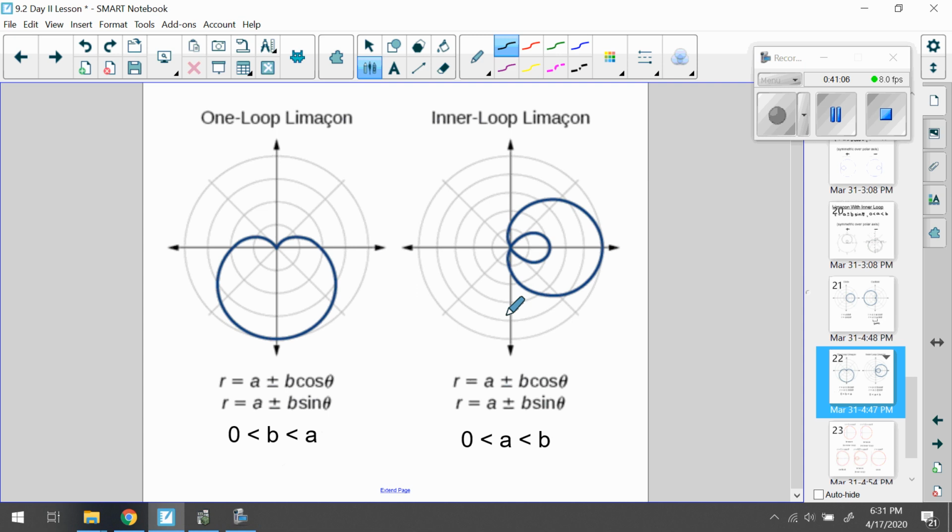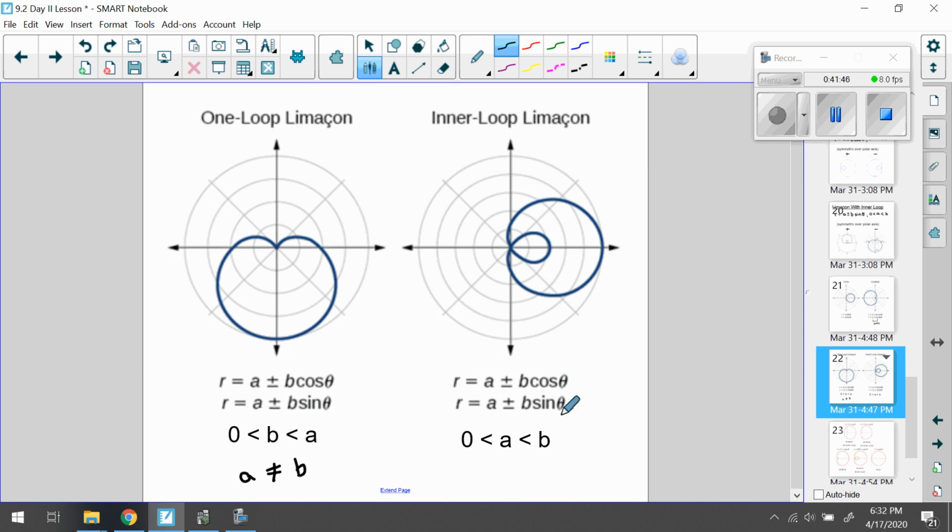And then for the one loop limacon, the one loop out here that does not have the inner loop, that's the case where these numbers are different. So A and B are not the same. A does not equal B. I think that's important to recognize. And if A is the larger of the two numbers, so if that front constant is larger, that's going to mean that it does not have an inner loop. And same as before, this graph that you can see here is a sine one because it's symmetric over the y-axis. The sine ones will be either up above or below. The cosine ones will be right or left.